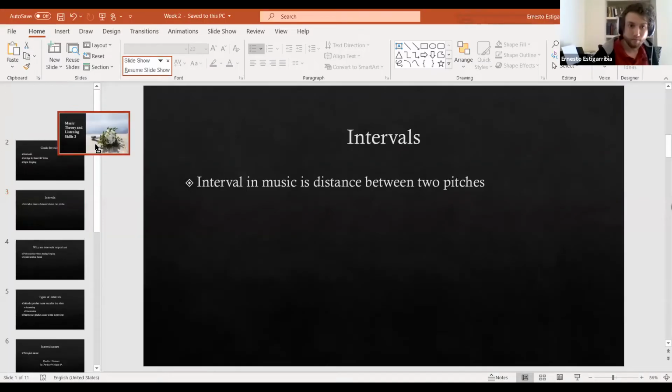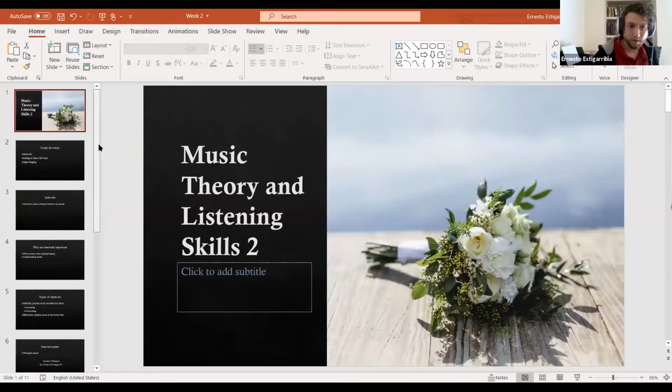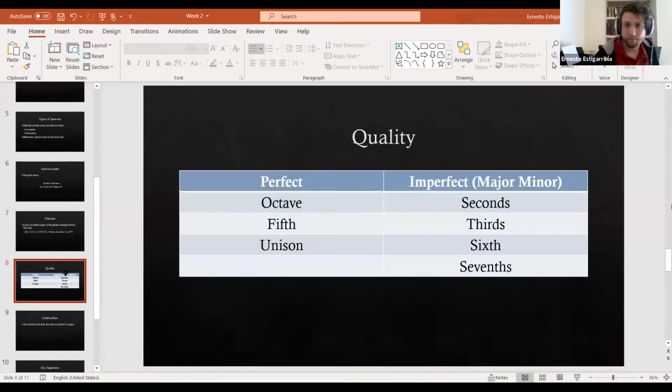Let me see. This. So this is valuable information. If it's an octave, a fifth, or a unison, you'll write the word perfect next to it. And if it's not, you'll write major. Okay, let me know when you're ready.